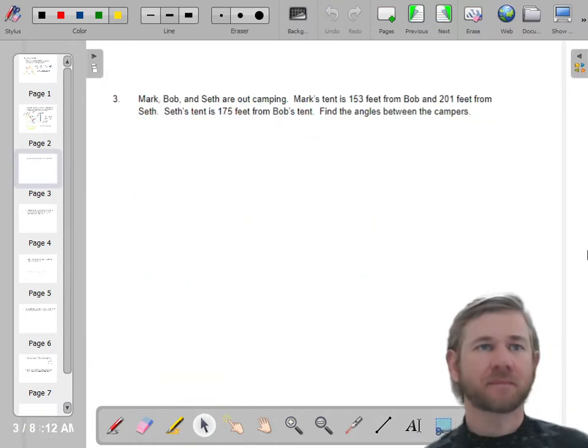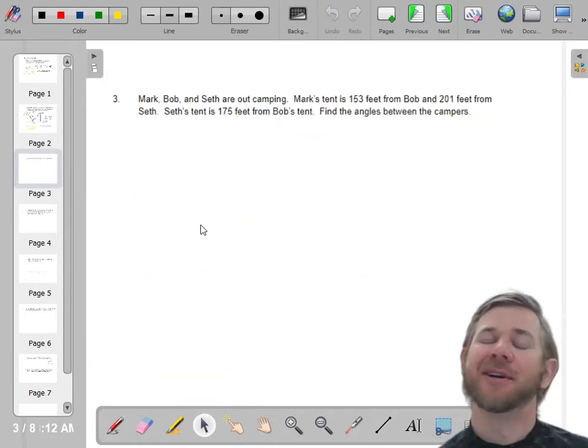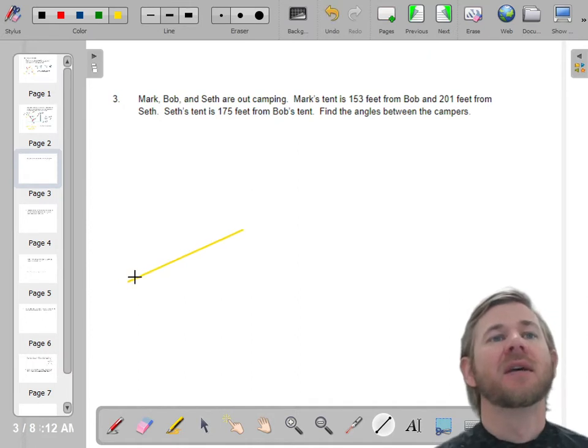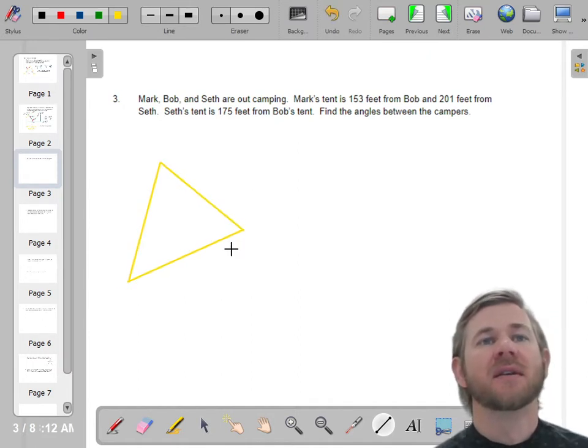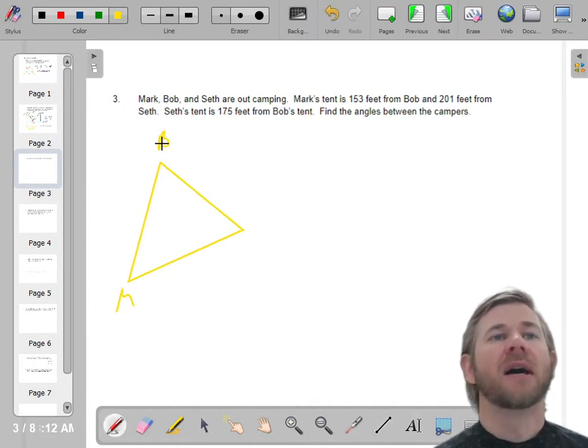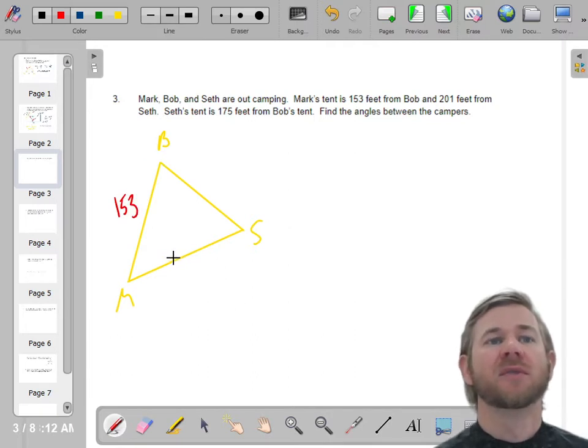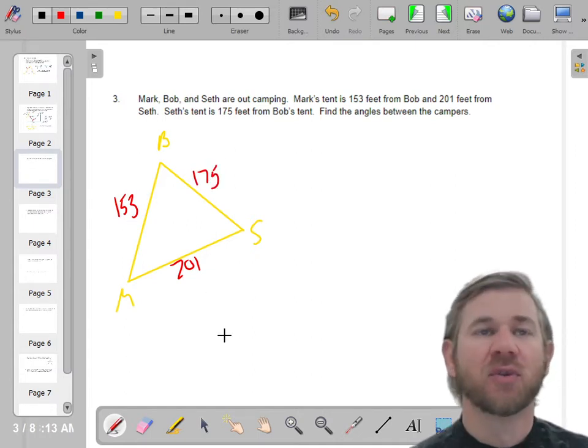Try another one. Mark, Bob, and Seth are out camping. All the college roommates are out camping. That's fun. Let's see. We'll say this is Mark and Bob and Seth. Mark is 153 feet from Bob. And 201 feet from Seth. Seth is 175 from Bob. So we have side, side, side, and I want to find the angles between the campers.